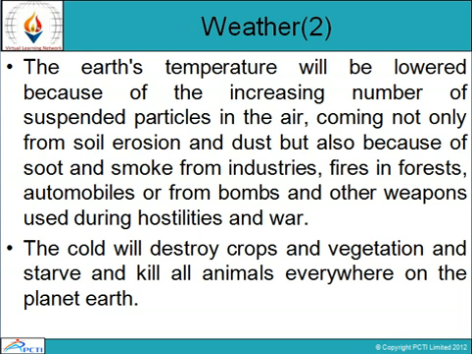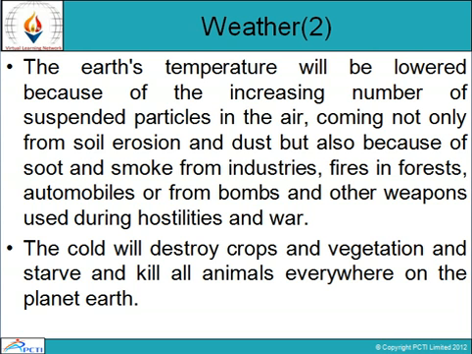Weather. The Earth's temperature will be lowered because of an increasing number of suspended particles in the air, coming not only from soil erosion and dust, but also from soot and smoke from industries, fires in forests, automobiles, or from bombs and other weapons used during hostilities and wars. The cold will destroy crops and vegetation and starve and kill all animals everywhere on planet Earth.